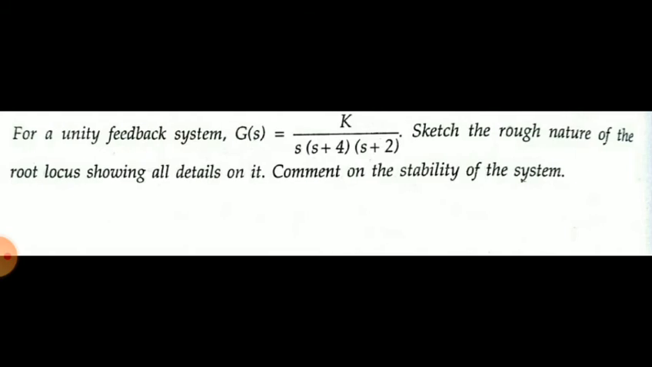So first problem, the problem is given. For a unity feedback system, the transfer function G(s) is given as K upon s into (s plus 4) into (s plus 2). Sketch the rough nature of the root locus showing all details on it and comment on the stability of the system.